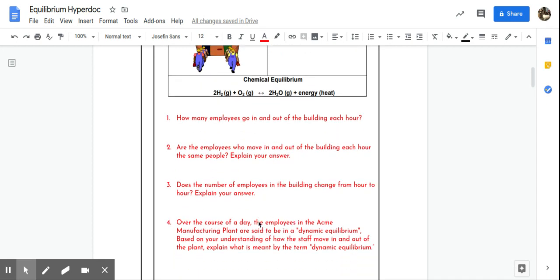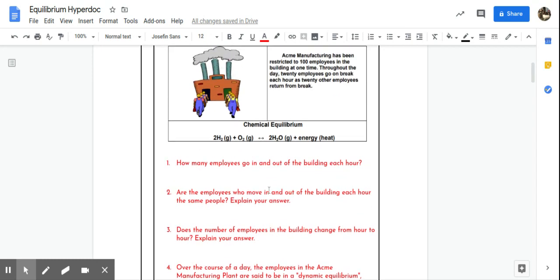Number 3, does the number of employees in the building change from hour to hour? That's talking about how many are actually in the plant, which is always 100. So once you hit 100, it stays at 100. Every time some people come out for their break, other people can enter, but the building has to stay at 100.